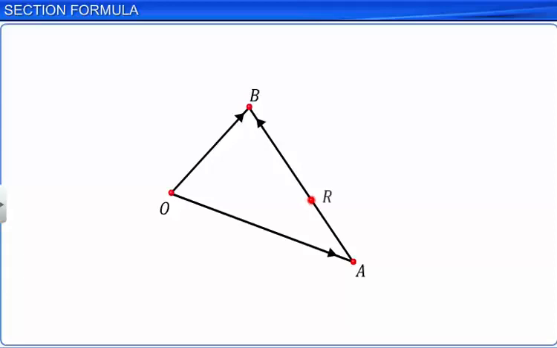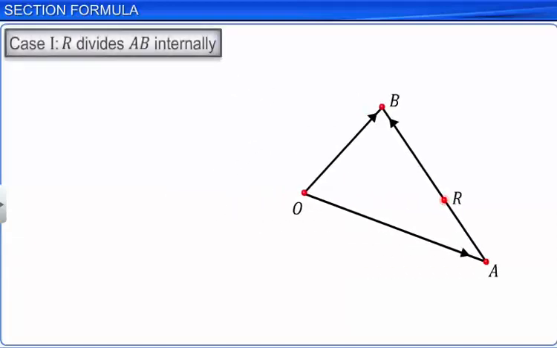Let R be a point that divides line segment AB. Point R can either lie between A and B and divide line segment AB internally, or can lie on extended line segment AB to divide AB externally. Let us find the position vector for R in both these cases.